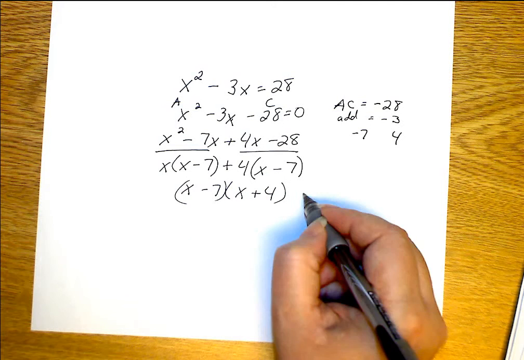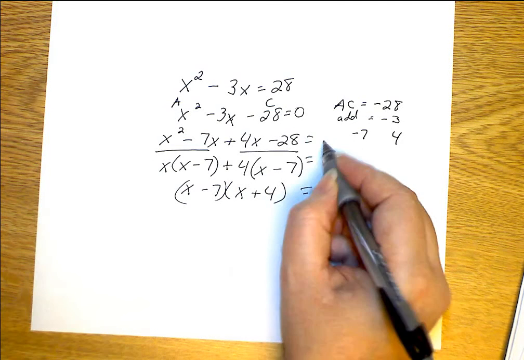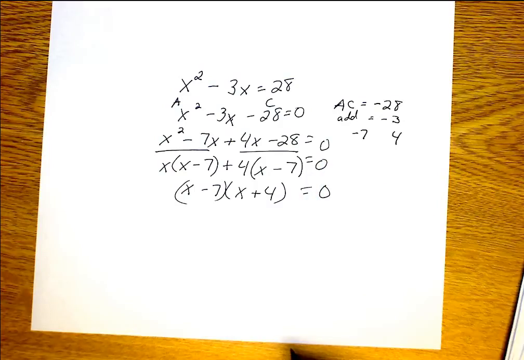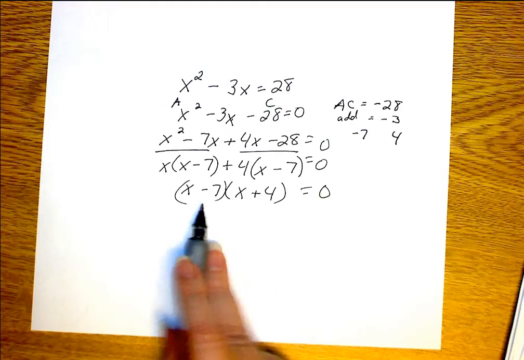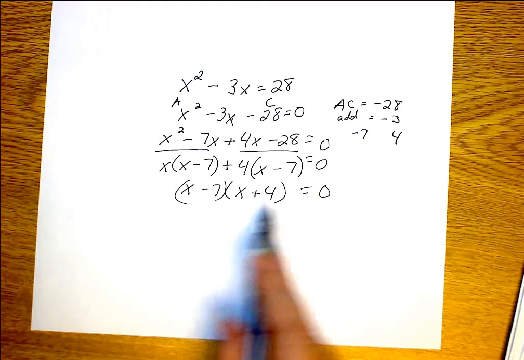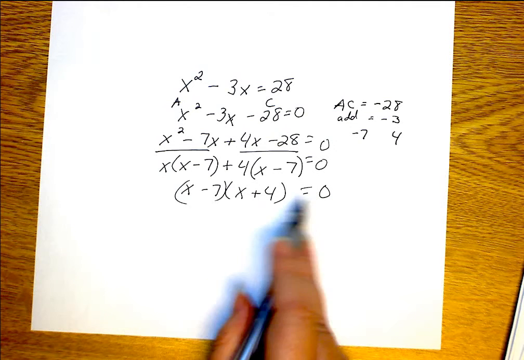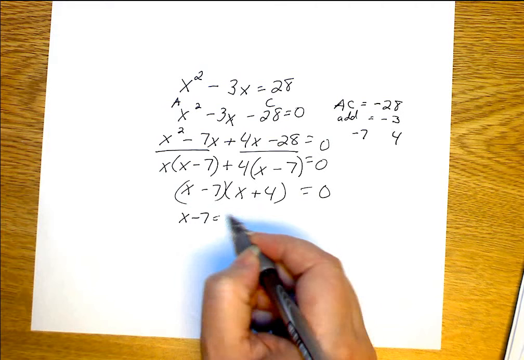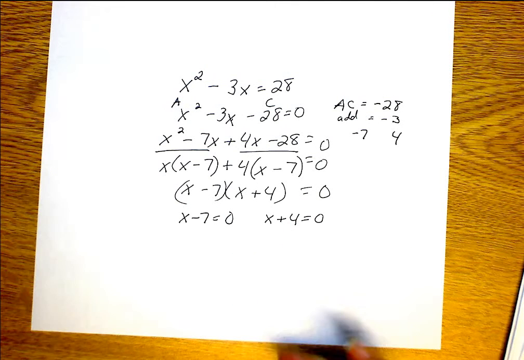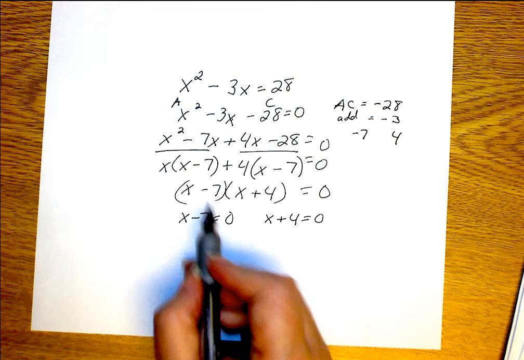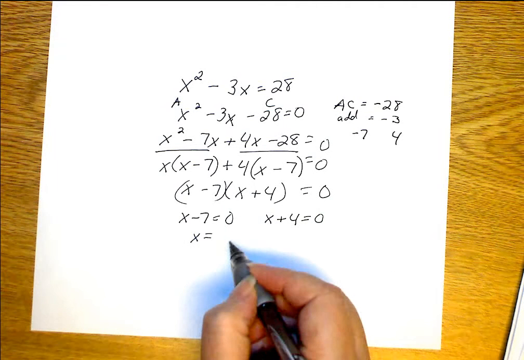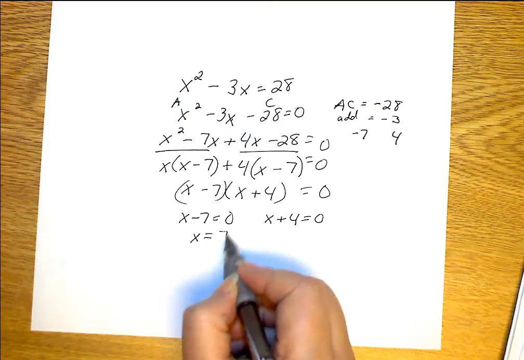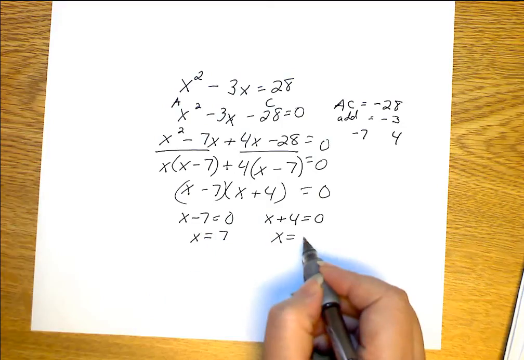And we have to remember that they all equaled 0, because I just didn't do anything to that side. Once we get that to 0, some of you might be able to tell me what the answers are already, which is great if you can. If not, remember that you have to set this to 0 and that one to 0. So x minus 7 is equal to 0, and x plus 4 is equal to 0. So x on the first one is 7, because I added 7, and x is equal to negative 4.